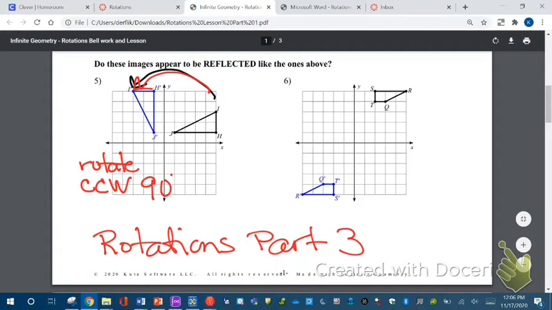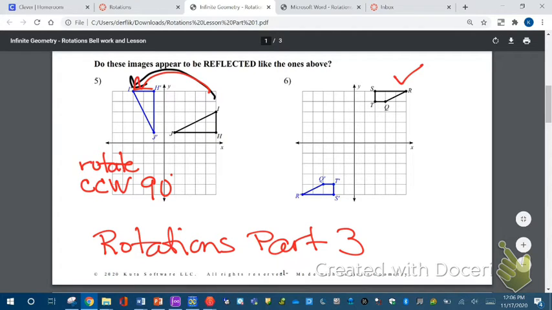Okay? Now, notice the focus on the symbols. For this, the black image is the pre-image, the one we're starting with. And the blue image is the answer. I don't think I printed yours in color, so you have to make sure you look at which ones have the prime symbols.